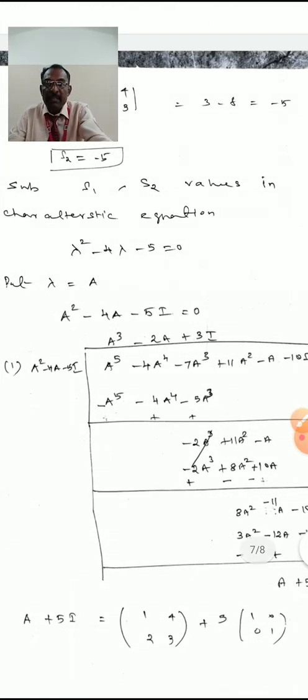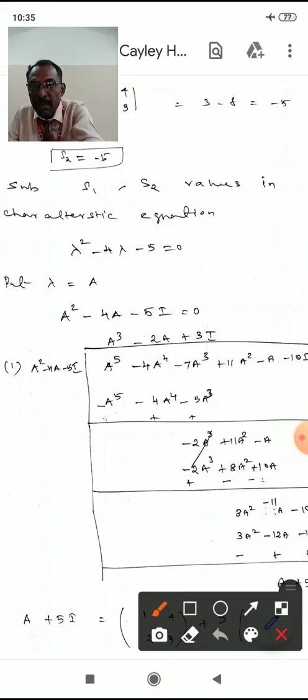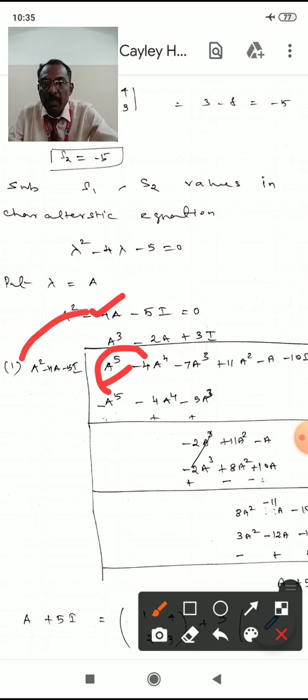First we need A^5, so multiply A^3 in the Cayley-Hamilton equation. We get A^5 − 4A^4 − 5A^3. Change the signs. Now A^5 cancels, and −4A^4 plus 4A^4 also cancels. Here −7A^3 plus 5A^3, we get −2A^3.